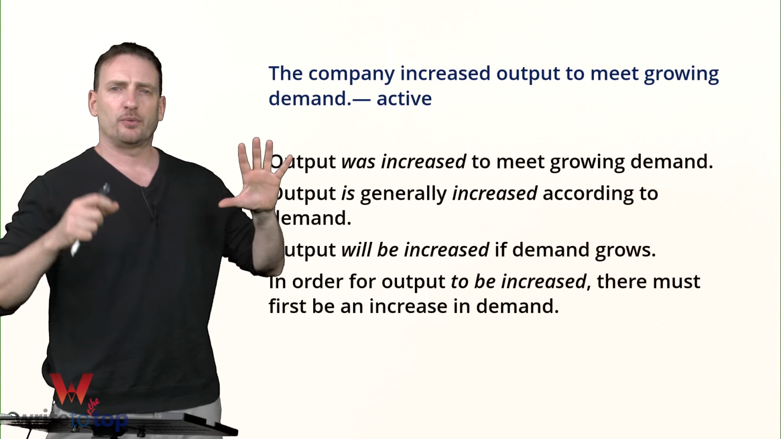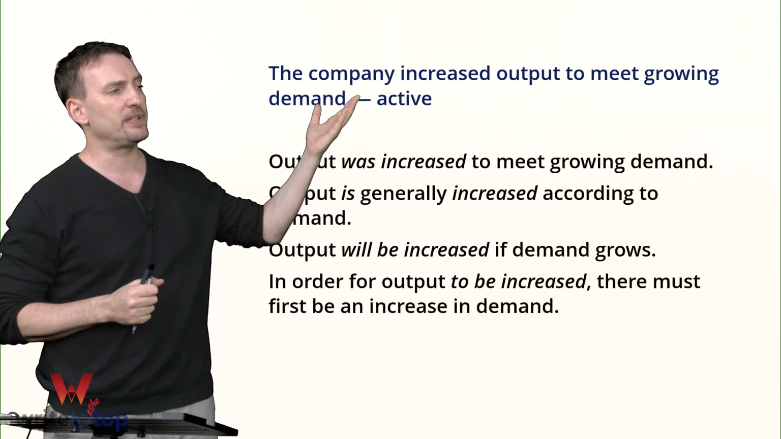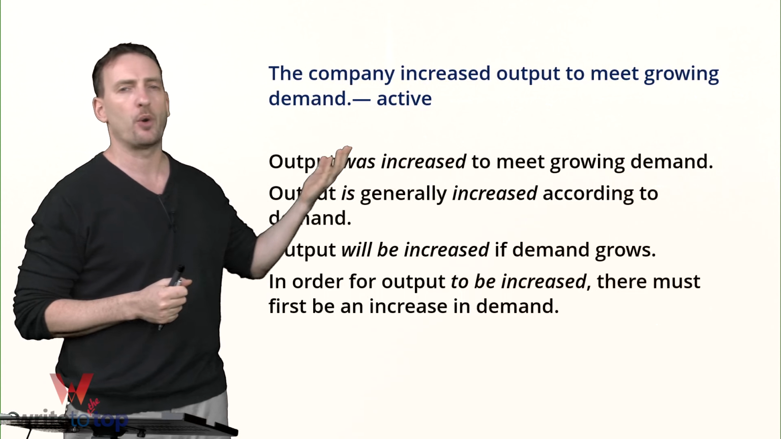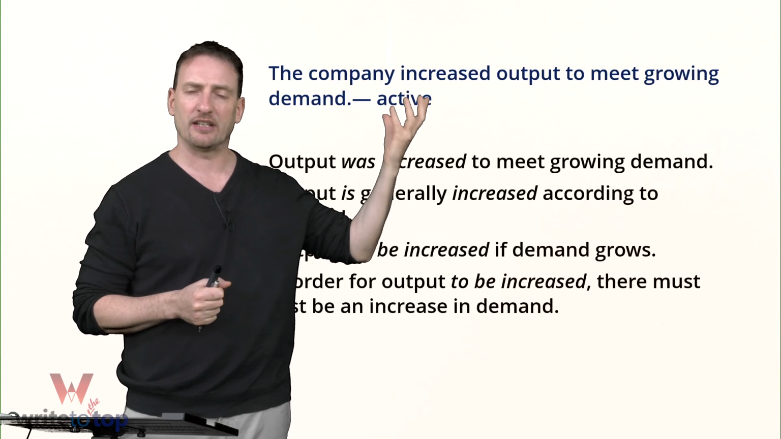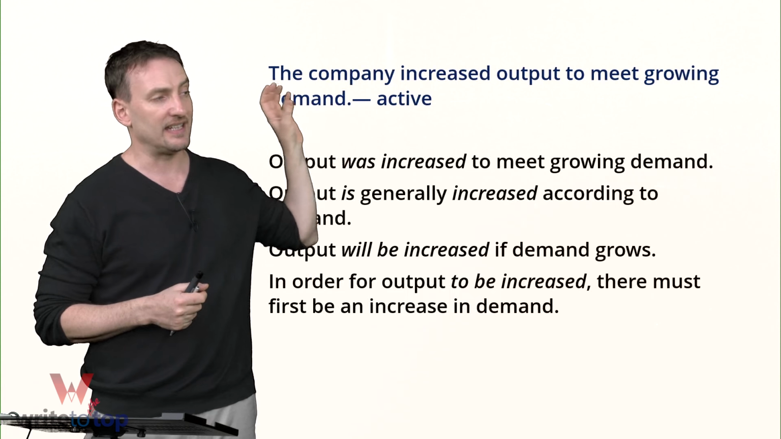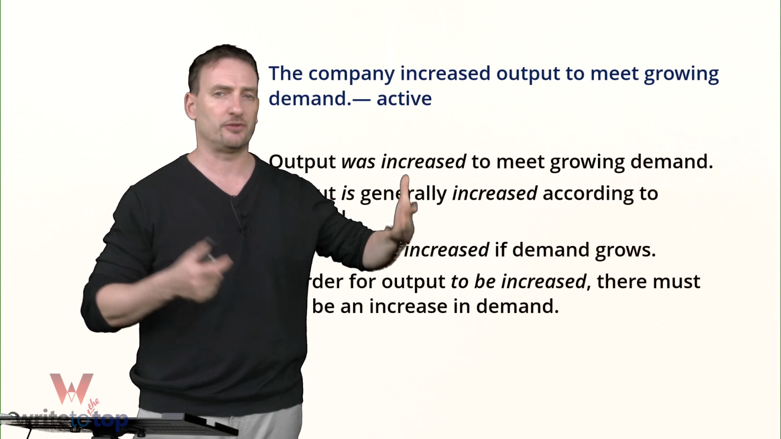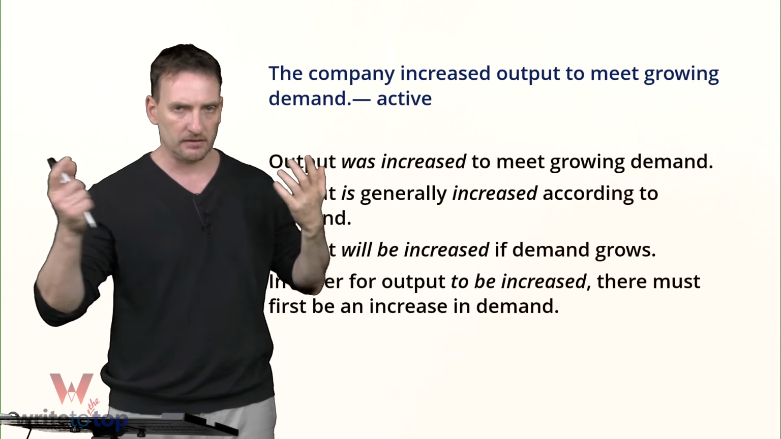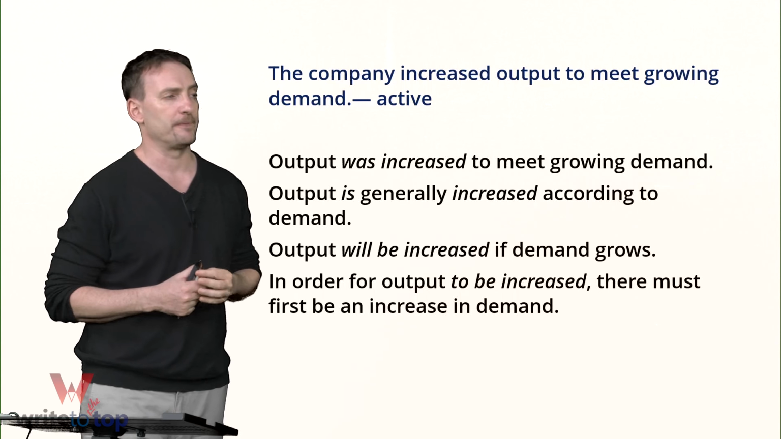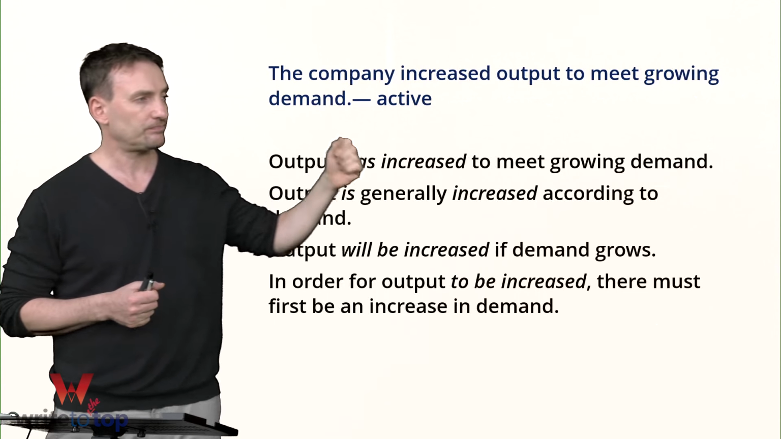Okay, so let's start with a basic or simple active sentence. The company increased output to meet growing demand. The company is the subject, increased output. So increased, this is the action that the company did. Output, that's the object. Increased what? The output. And why? To meet growing demand, not so important at this point. Active sentence, subject doing the verb to the object.